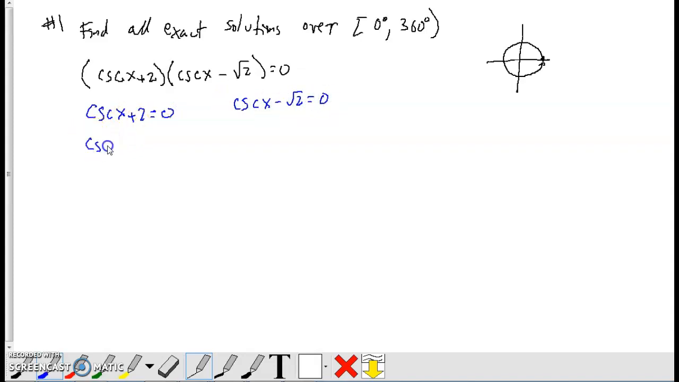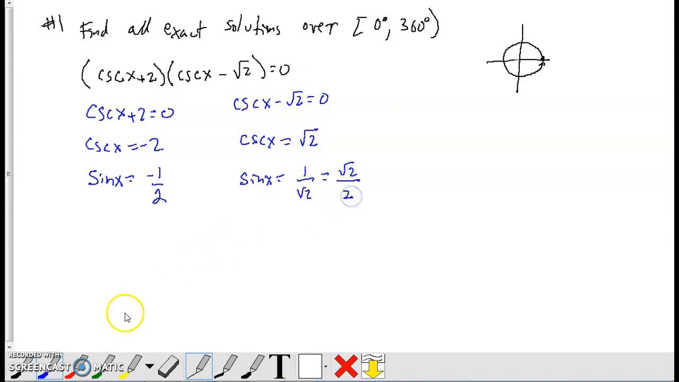The first one is cosecant of x equals -2. Now, I don't know about you, but I don't have cosecant memorized. But what I do know is that the cosecant is the reciprocal of sine, so this means that the sine of x is equal to -1/2. All I did is flip my fraction. Over here, the cosecant is equal to a positive radical 2, so that means that the sine will be 1 over root 2, which is the same thing as root 2 over 2. So we have our two answers to our equation, but we haven't actually solved for x yet.